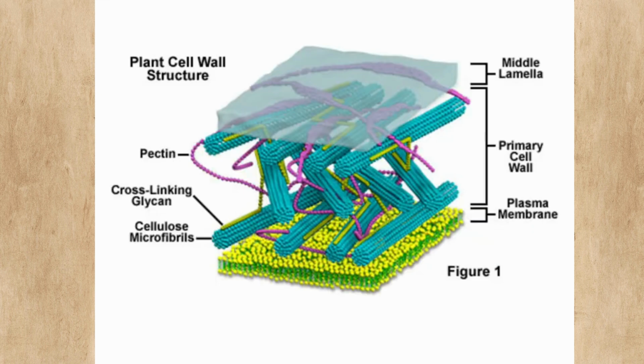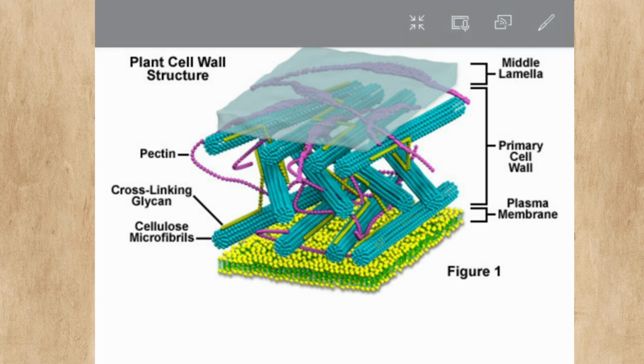Here the primary wall is shown, and in that you can see cellulose microfibrils. These are the cellulose microfibrils which are having a crisscross arrangement, and this crisscross arrangement is responsible for the strength of primary wall. So the main function of primary wall is to provide strength to the cell.